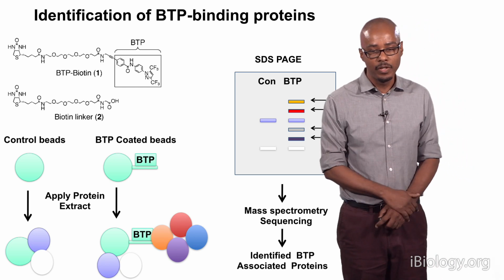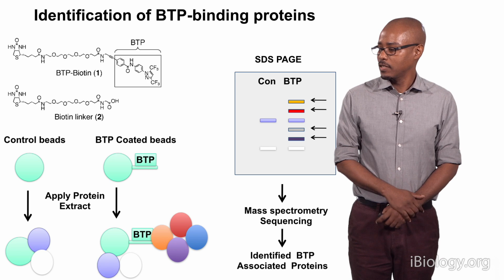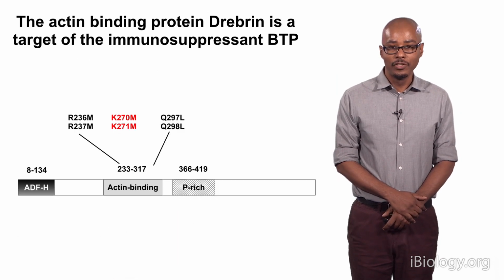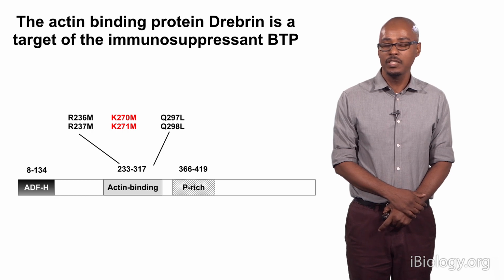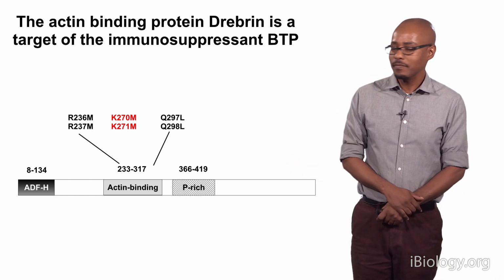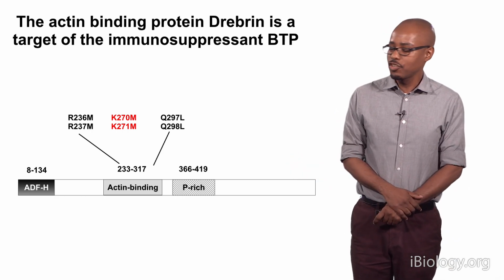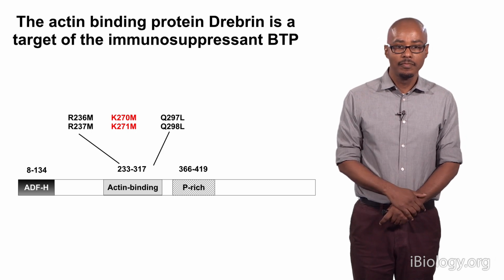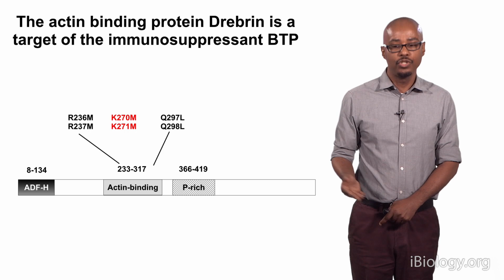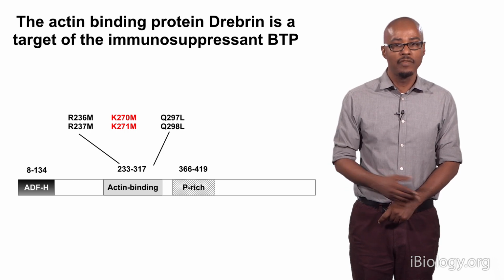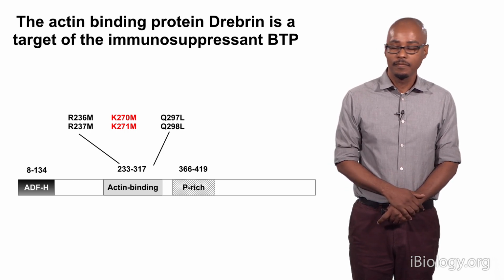And so we did that experiment using lysates from cells, and what we found was that a prominent protein that was purified on these BTP beads was a protein called Drebrin. Drebrin is actually an actin-binding protein, and it can interact with actin and leads to the polymerization of actin when you put it in cells.